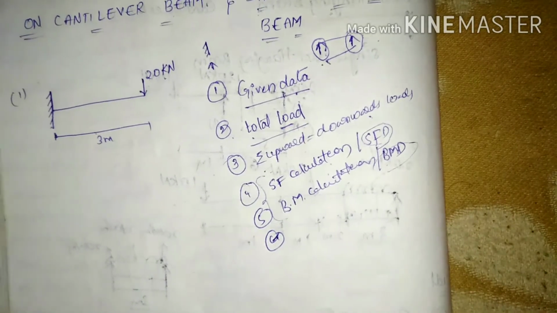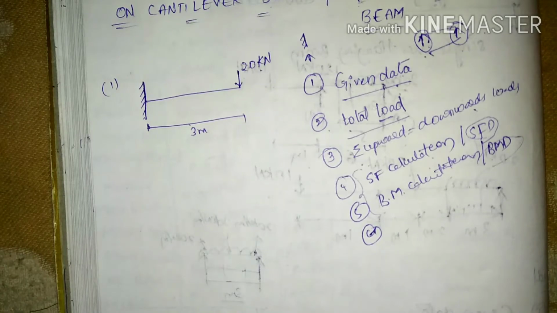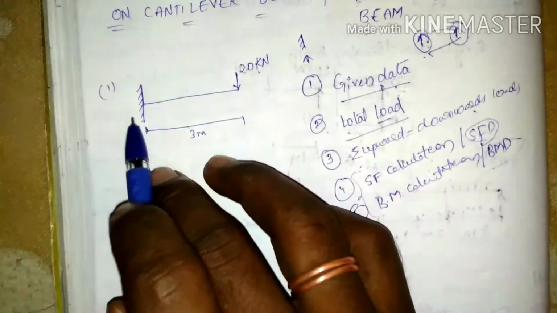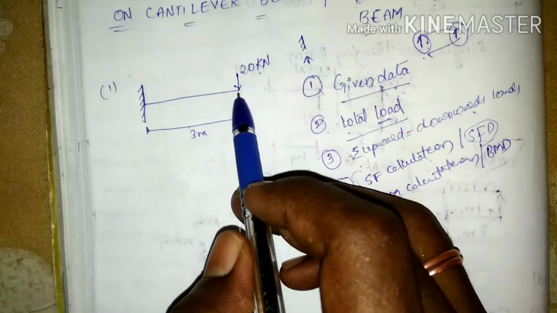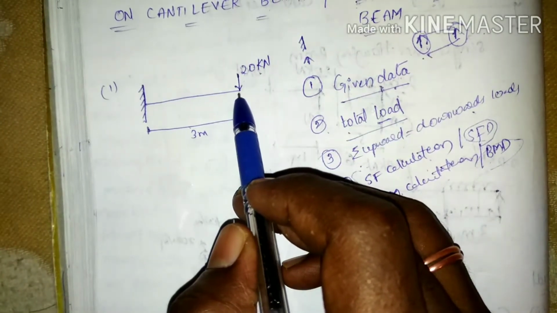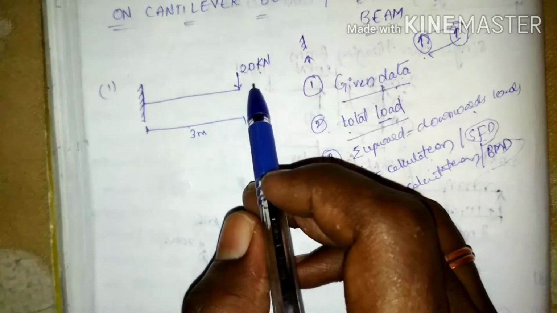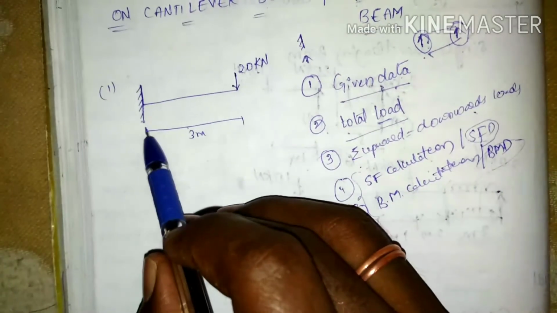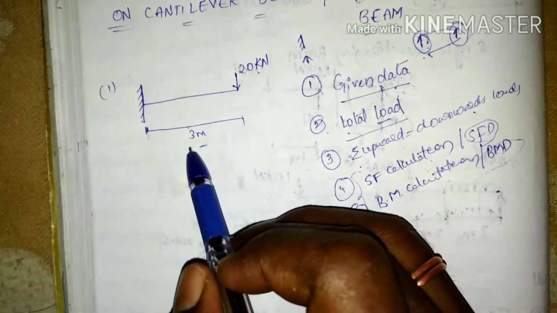Here we are going to take one example from the basics. This is a cantilever beam which has a point load acting at the free end, that is 20 kilonewton, and the span of the beam is 3 meters.